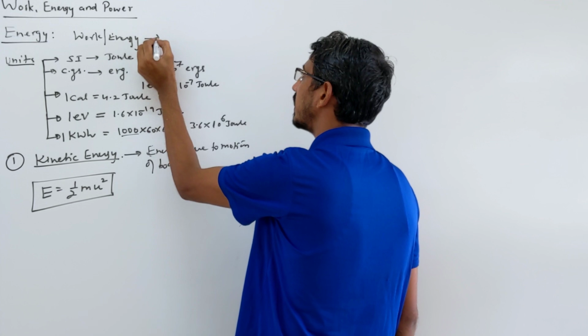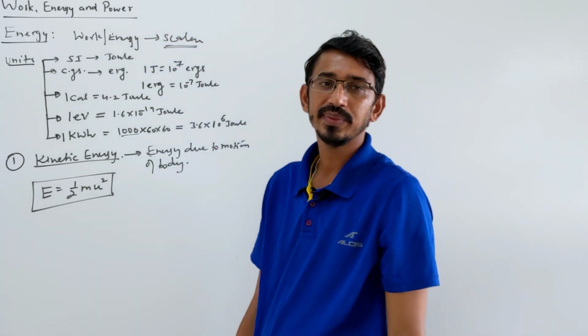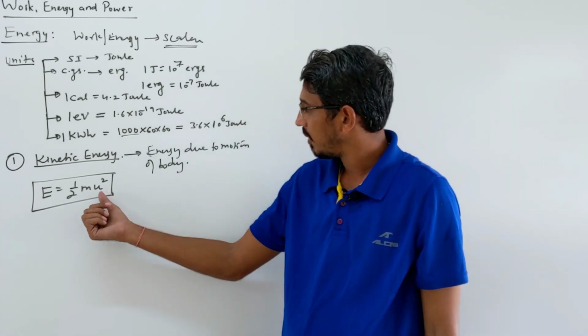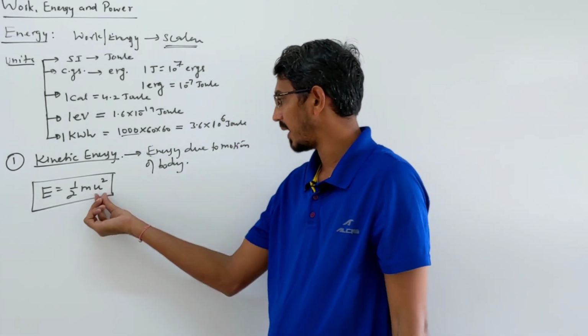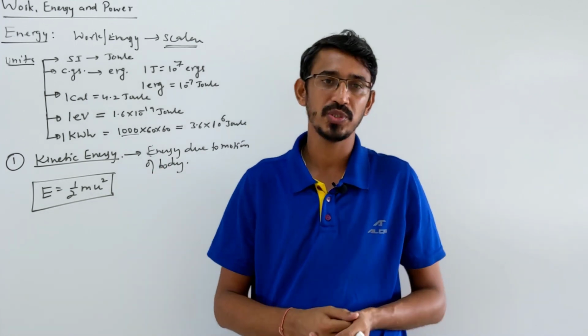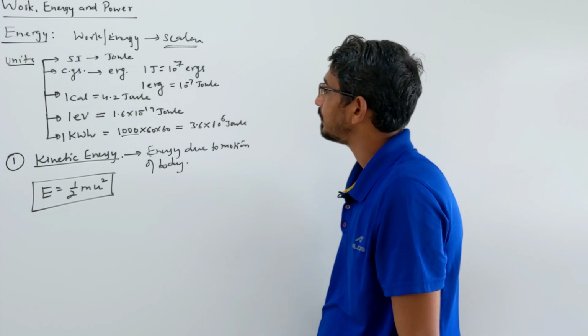Both are scalar. Scalar means it doesn't depend on direction. Here velocity is a vector, but you are getting the square. Suppose you even put minus u, then the square becomes positive u square. That's why this is a scalar and doesn't depend on direction.